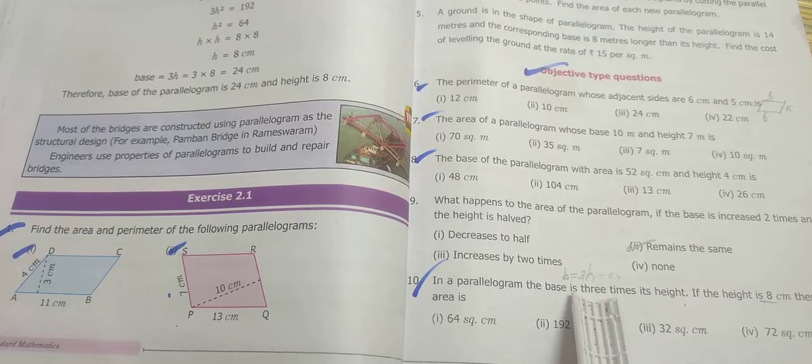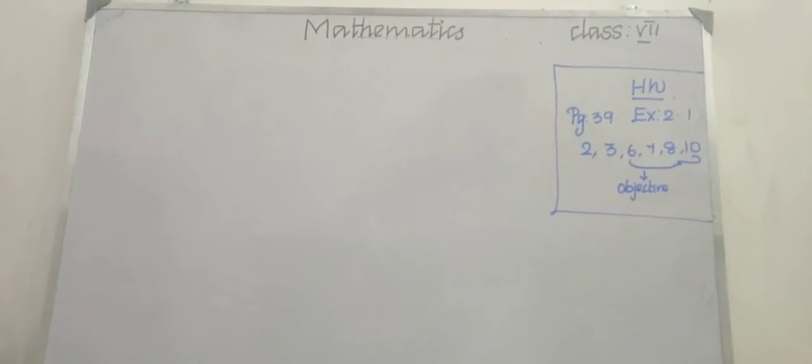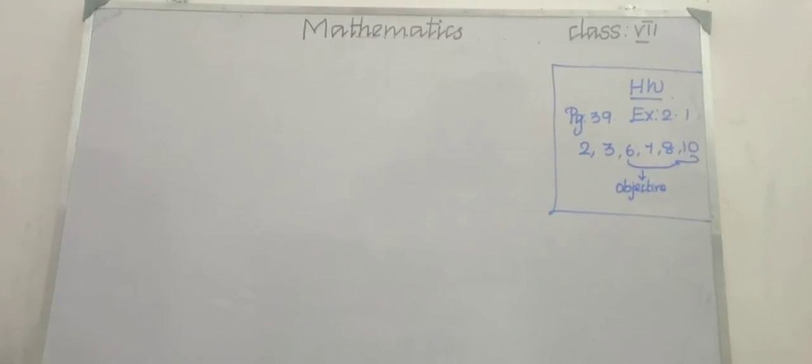Children, note today's homework. It is from page number 39, Exercise 2.1, second, third, and the objective type questions, that is 6, 7, 8 and 10. For the 9th question, I have told you the answer, right? So these are all your homeworks. Children, do your homework properly. Thank you.